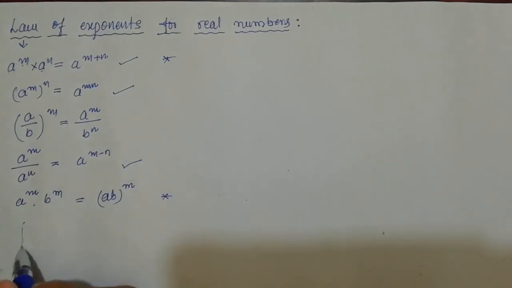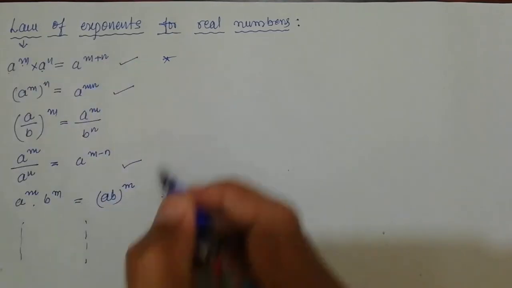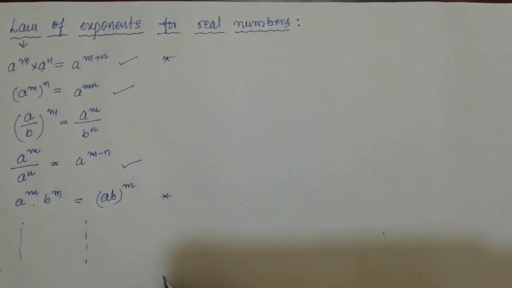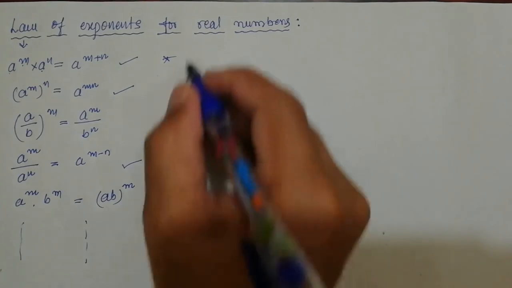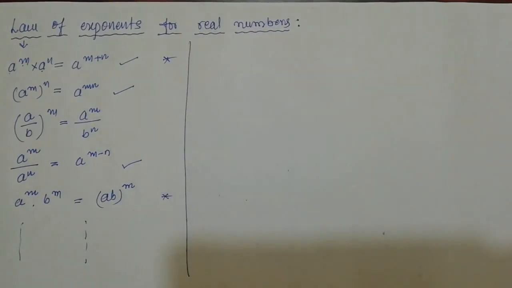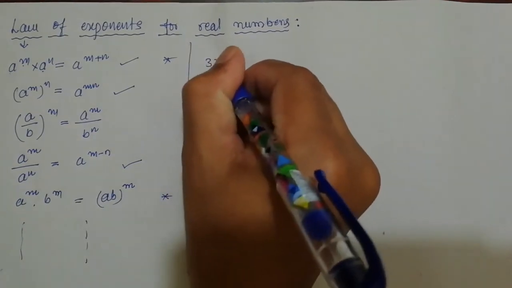I have written so many further formulas, so just try to remember all of them. These seem to be very important for you while solving the problems. And also one more thing here, you need to remember how to write a given number in exponent format. So for example, 32 is there.